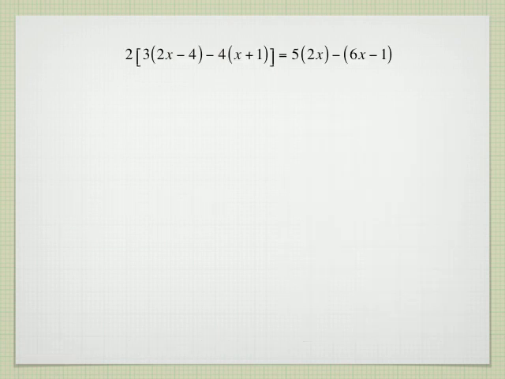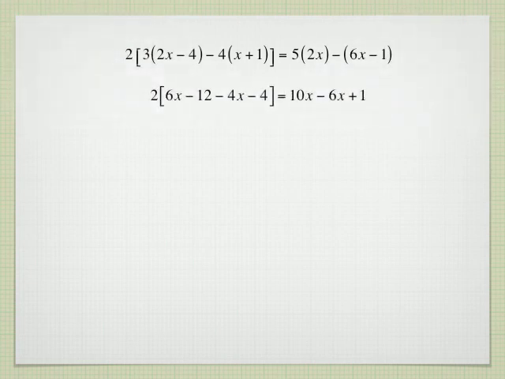Okay, first thing we're going to do is clear the parentheses, and boy, are there a lot of parentheses to clear. You'll notice on the left we have both parentheses and brackets. We're going to start clearing those and we'll just work from the inside out. So the first thing we'll do is take 3 and distribute it to the 2x minus 4. And then we'll take minus 4 and distribute it to the x plus 1.